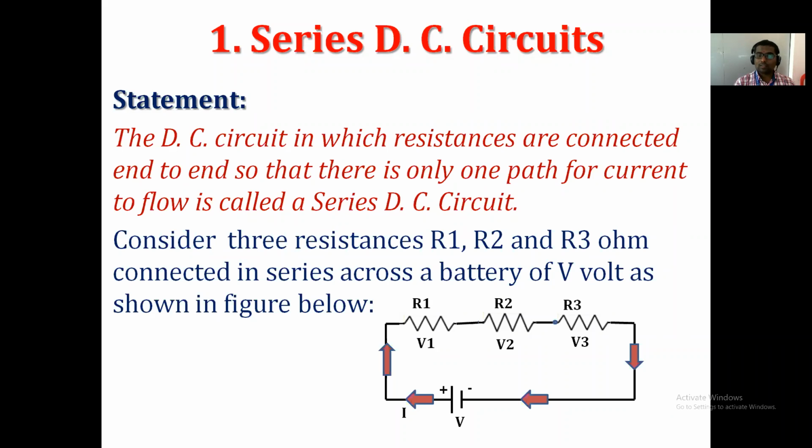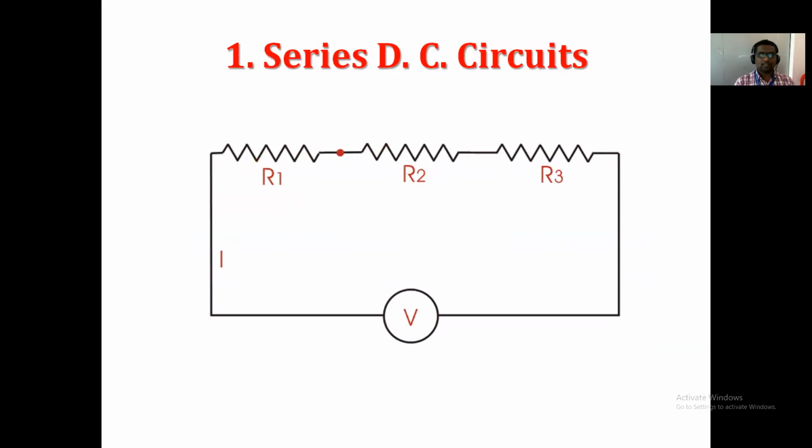Once again, I will repeat. Number one, the resistances are connected end to end. There is a common point between the two resistors, and this common point is not connected to any other branch. And there is only one path for the flow of electric current. Then we say that it is a series DC circuit. Is that clear? Now let me go to the next slide. See the animation of a series DC circuit.